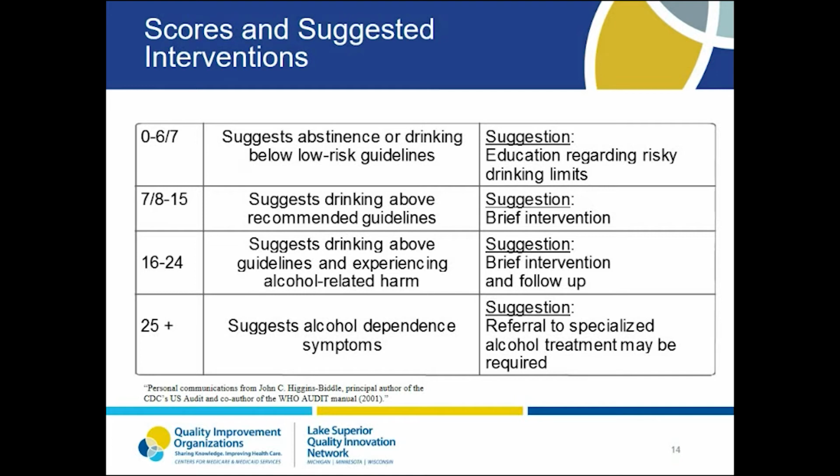The next level of positive scores, 16 to 24, suggests that the patient is both drinking above the low-risk guidelines and possibly experiencing alcohol-related harm. The recommendation here is for both a brief intervention and follow-up to make sure the patient is able to be successful in achieving their goal to decrease alcohol use.